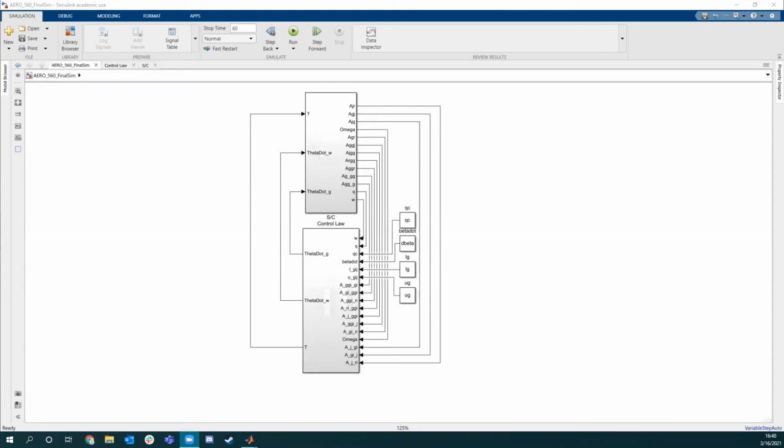So essentially, the simulation is a plate starting at a certain attitude, moving towards its commanded attitude, and then maintaining that pointing at that commanded attitude. And now we'll just go into the dynamics block.